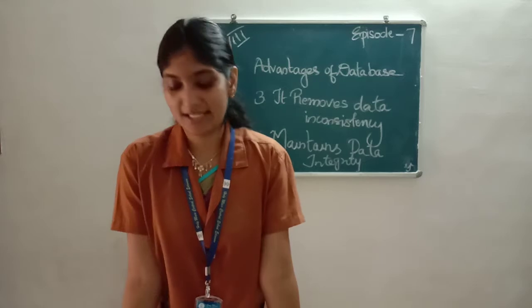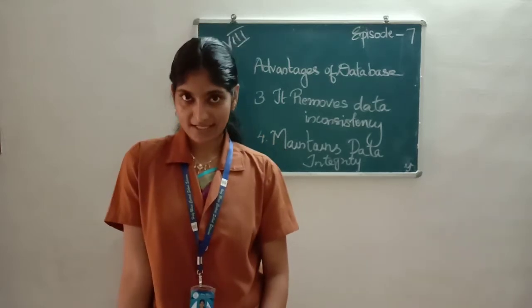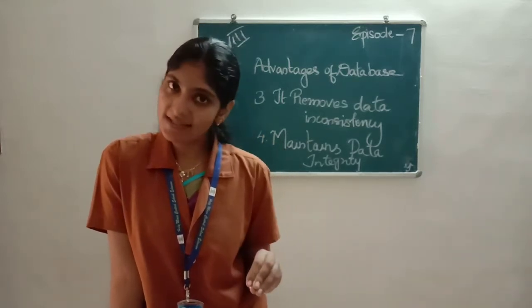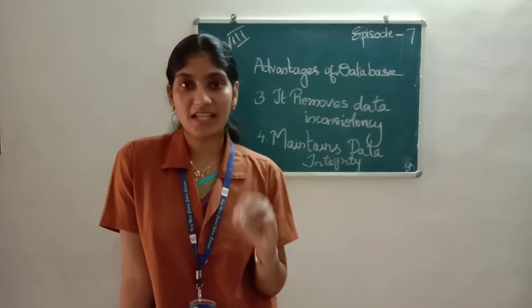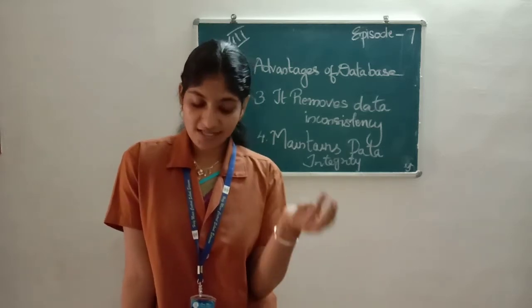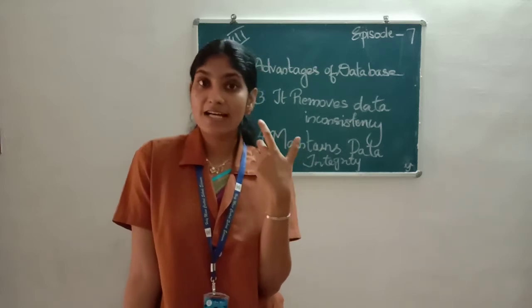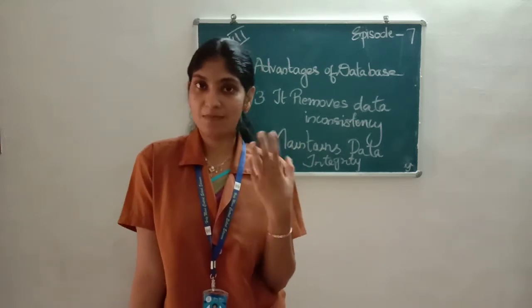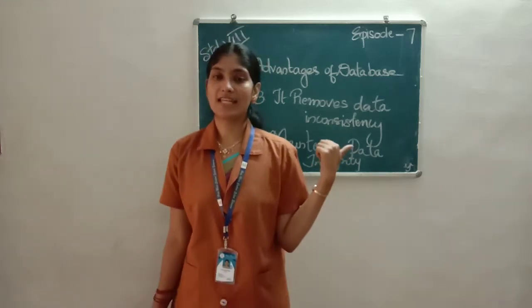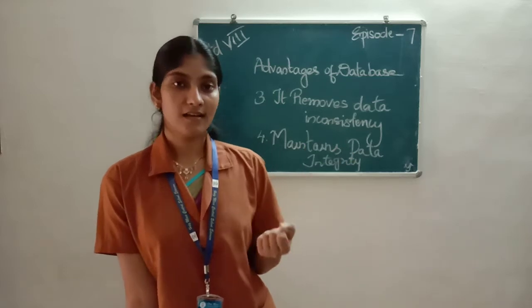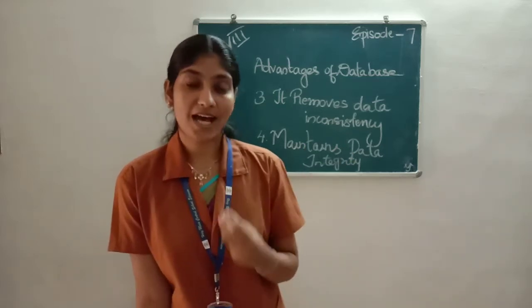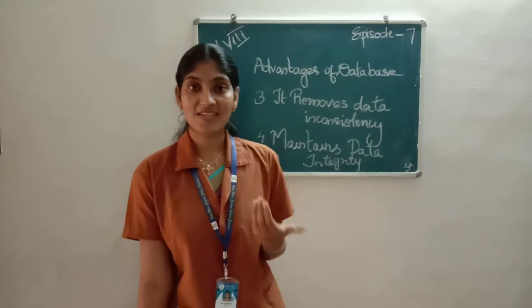So data integrity means correctness of data. That means in a database system, data can be checked or corrected by some validation checks. Also, some data types are available in the database system. That means in a database, the correctness of the data can be checked or validated by validation checks, and it also has data types. That is, it maintains data integrity.